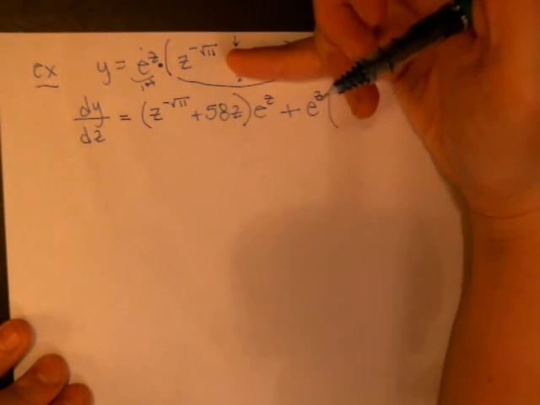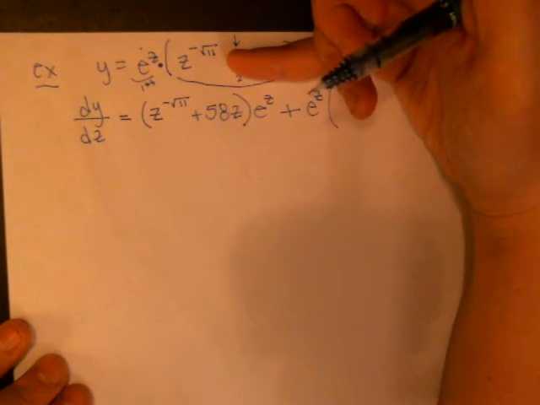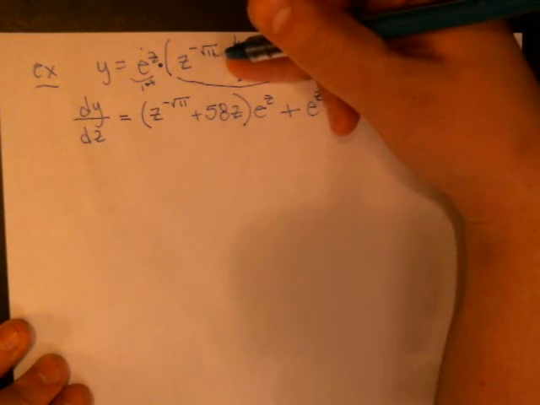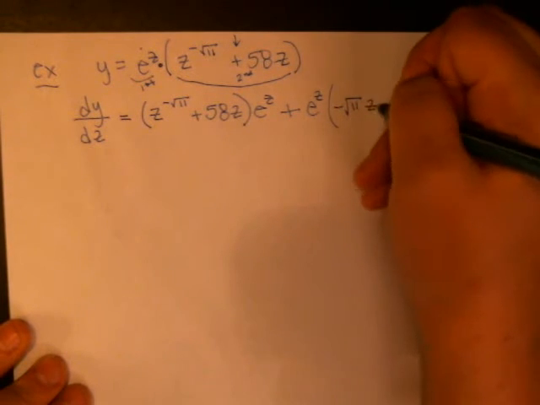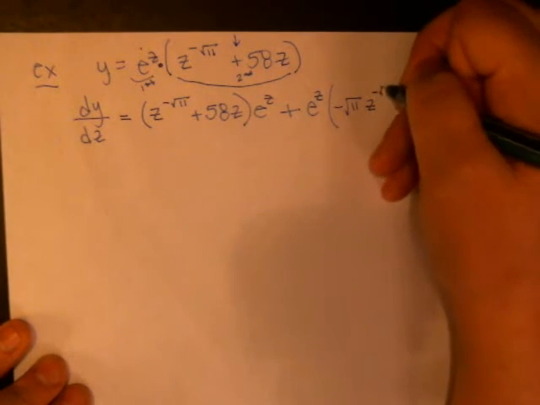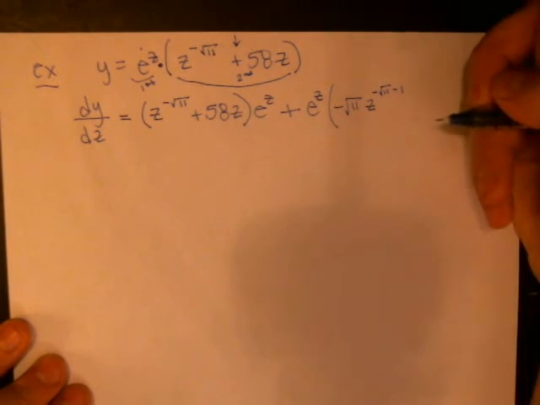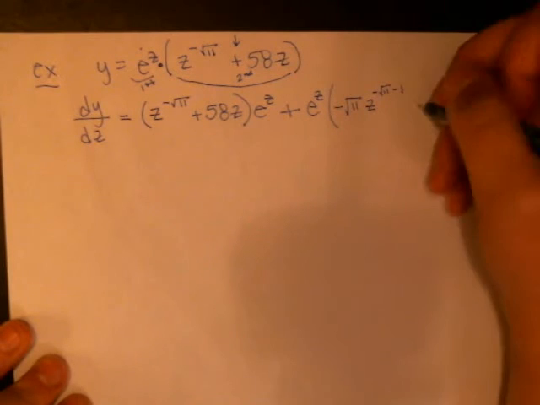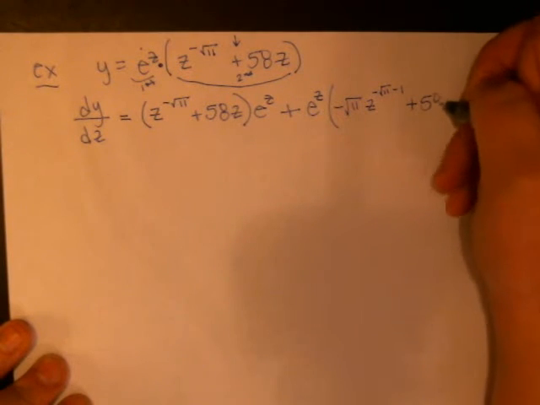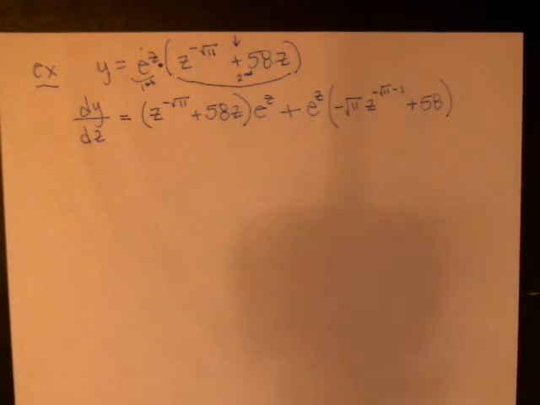Okay, so the second is the sum. We'll look first at the z to the negative root 11. The z, the variable, is the base, so it's a power rule. We'll drop the negative root 11 down in front. And then the new power, this one's a little bit messy, is negative root 11 minus 1. And then we have to add the derivative of 58z, which is just 58.